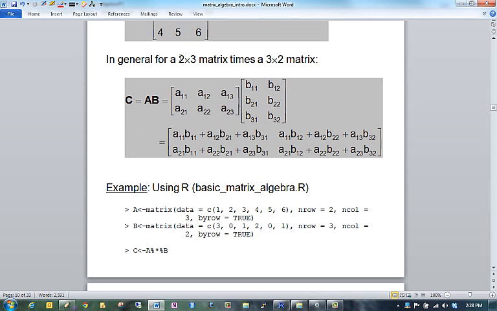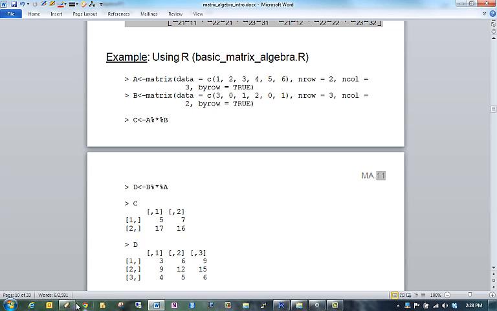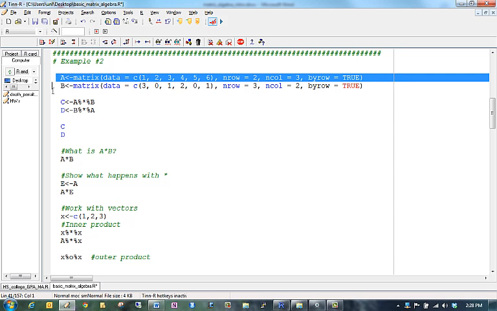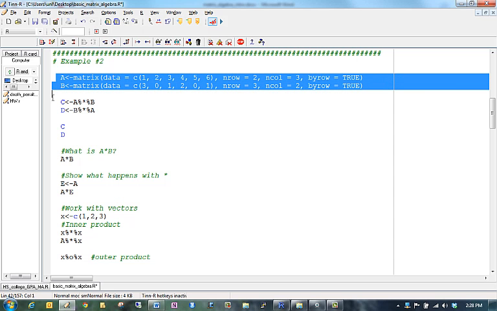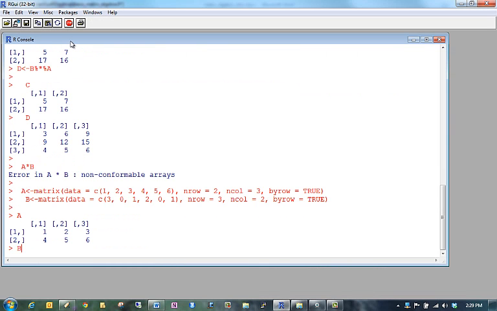So then in general, for a 2 by 3 matrix times a 3 by 2 matrix, this is what you would get. Let's look at how we can do some of this stuff now in R. Okay. So I'm going to create my matrix A, create my matrix B. Let's do that. So here's A, here's B.